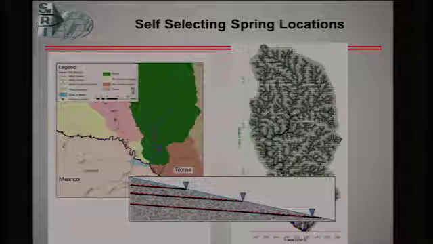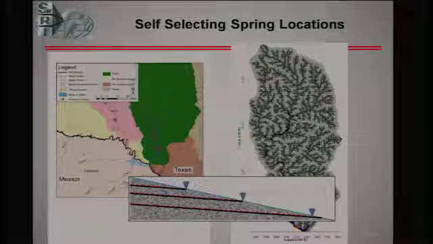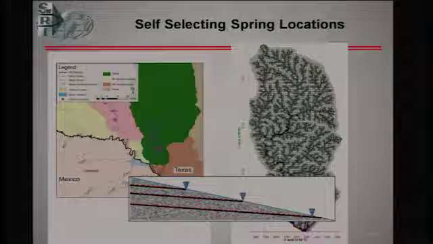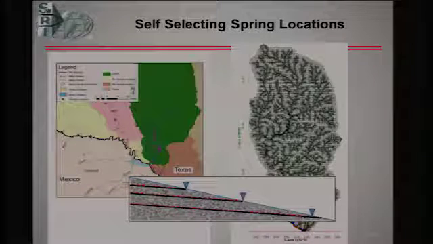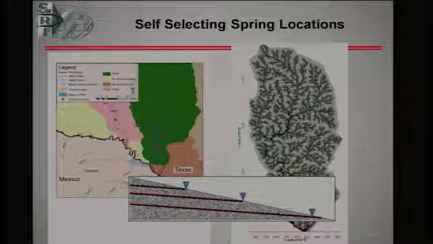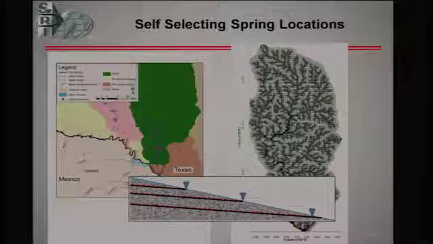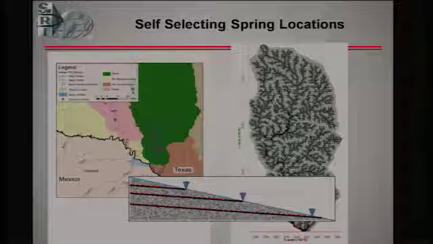But because of the way the springs are in the watershed, by changing the water level maybe by a foot, you're moving the springs maybe 5 or 10 miles in the watershed. And that's just the way the model is. It's an unconfined system, and it's highly sensitive to the topography of the watershed.